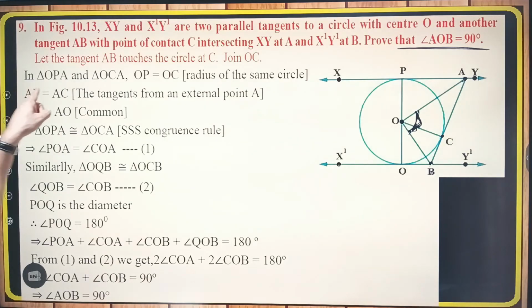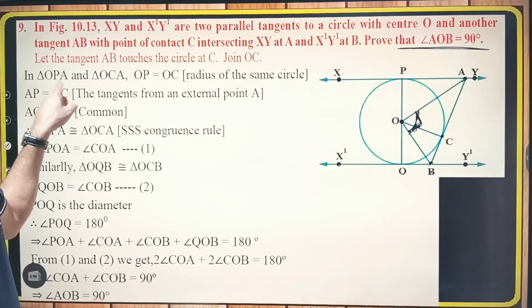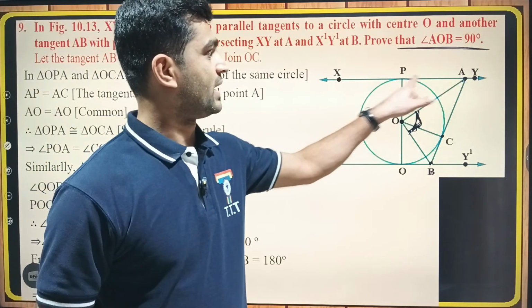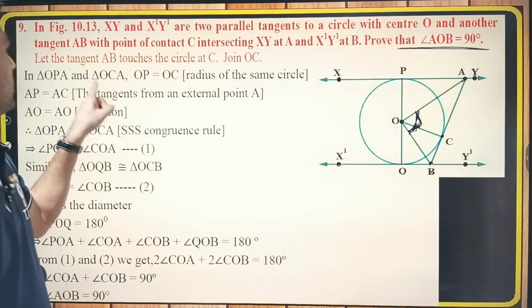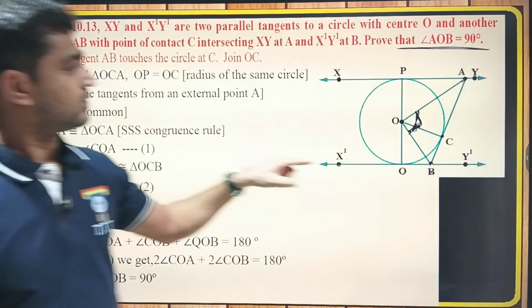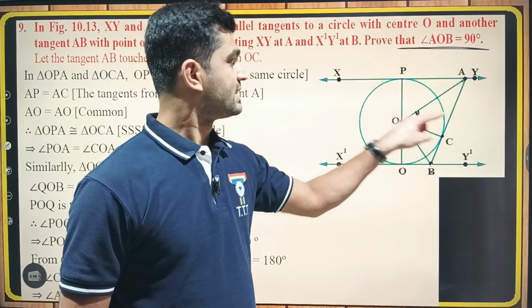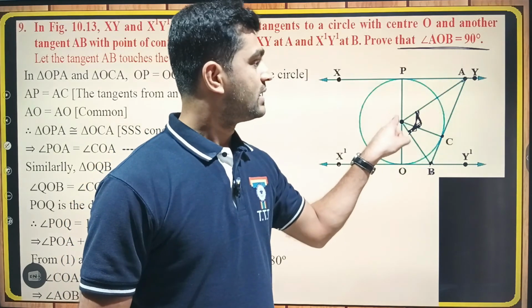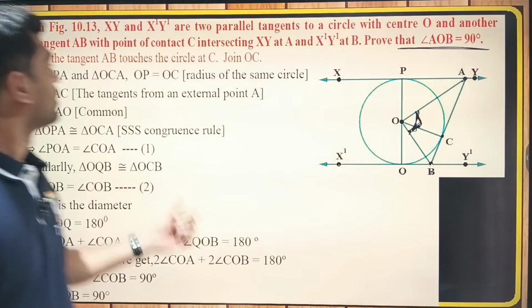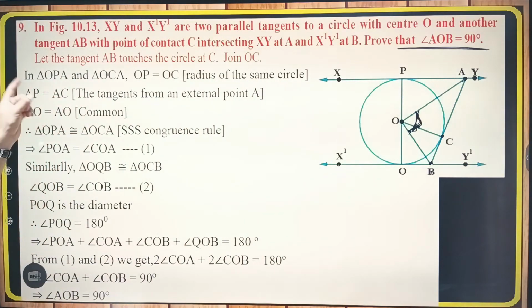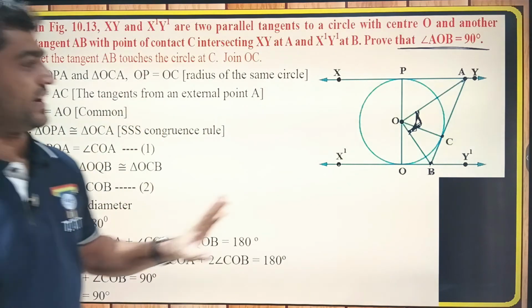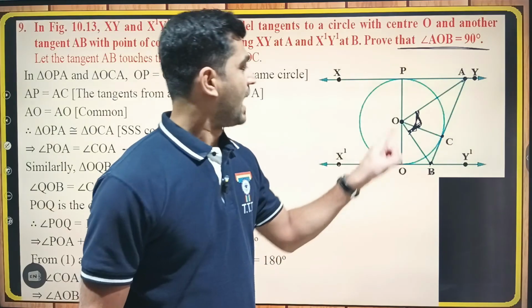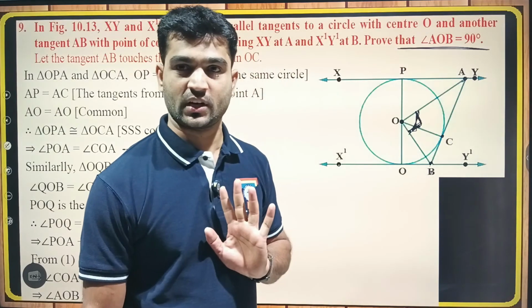Dear students, here in this case, take triangle OPA and OCA. In these two triangles, OP and OC are the radius. Even the OP as well as OC both are radius of the circle.